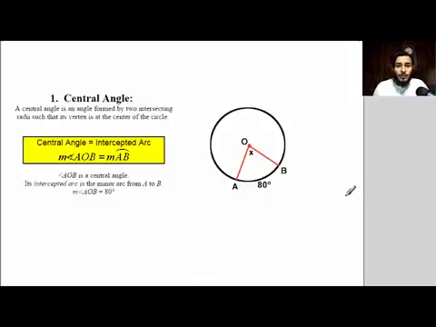So a central angle is formed by two intersecting radii such that its vertex is at the center of the circle. And one of the things that you need to know about a central angle is that it's equal to the intercepted arc. So the measure of angle AOB is equal to the measure of arc AB. So over here, we know that angle AOB will be 80 degrees based on what we just said. So that's digging a little deeper with the central angle.